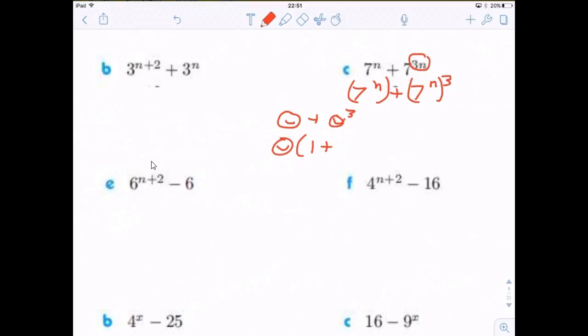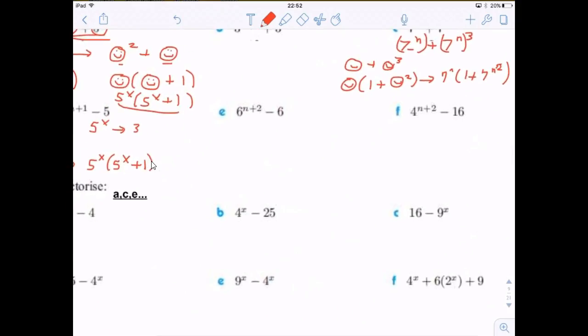The second term, I factor out a happy face, and I get a happy face squared. So now I have this expression here. Now I can replace the happy face back with 7 to the n. So now I'm going to have 7 to the n, 1 plus 7 to the n squared. Okay? All right.